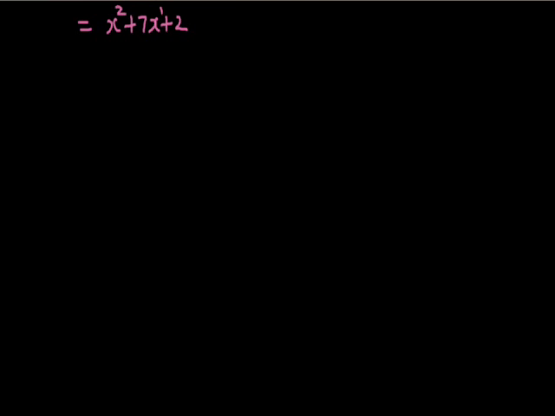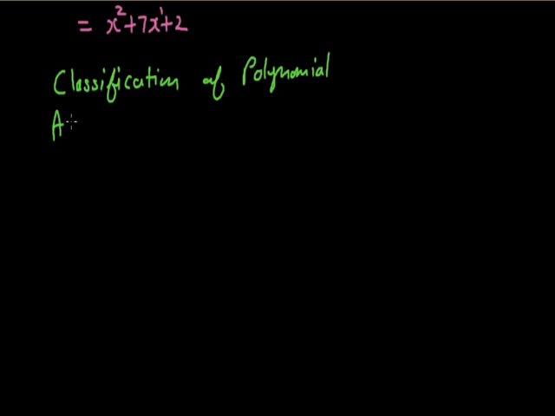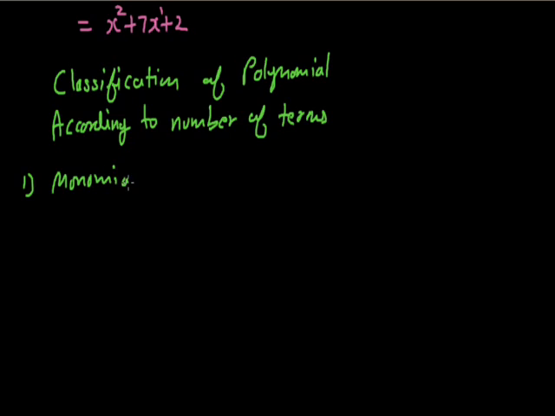Now after that we can classify the polynomials according to the number of terms. So we discuss now the classification of polynomial according to number of terms. So the first classification is monomial. As the name suggests, mono means single. If a polynomial contains only a single term, only one term, then it is called a monomial.